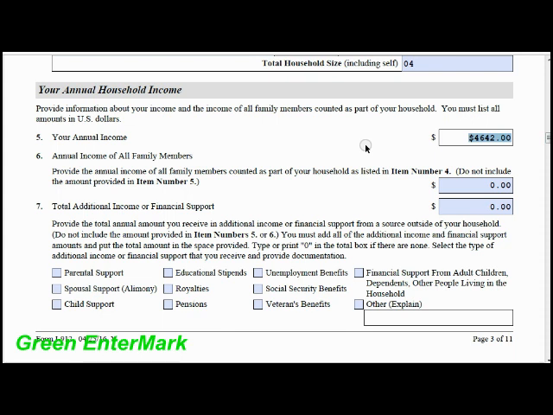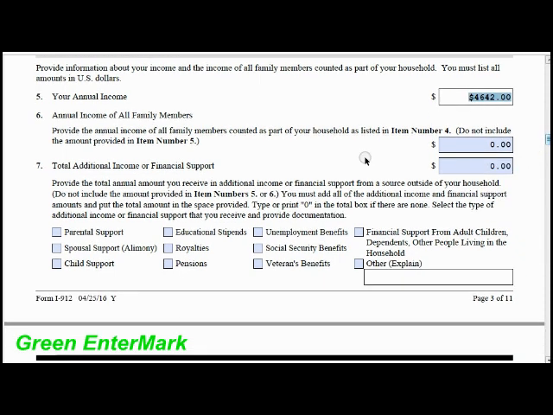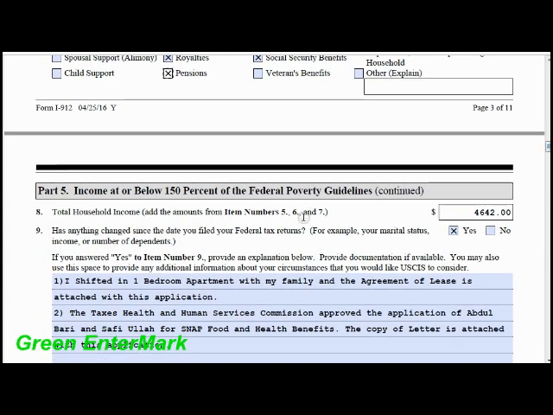You also have to attach copies of your tax return statement to verify this figure, or any other statement which verifies it. Also, for means-tested benefits, just like parental support, educational stipends, unemployment benefit, financial support from adult children, you have to check whether you or your family member is getting this benefit. After that, you have to mention the total household income here.